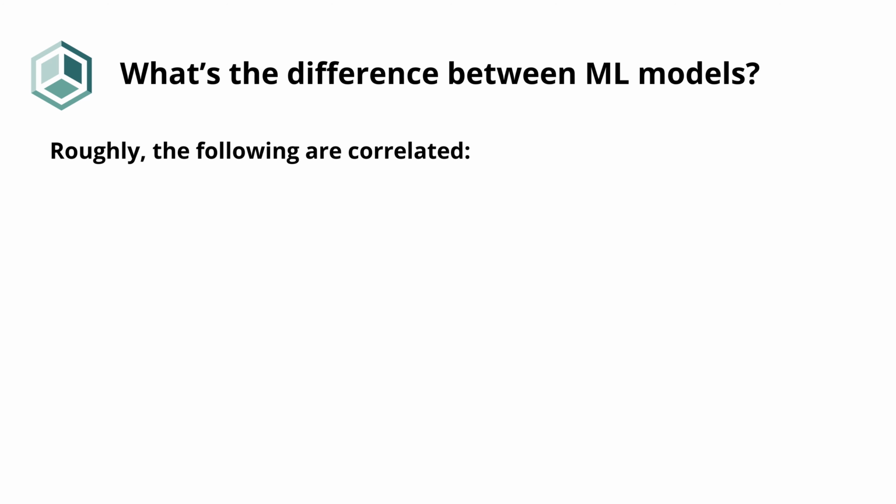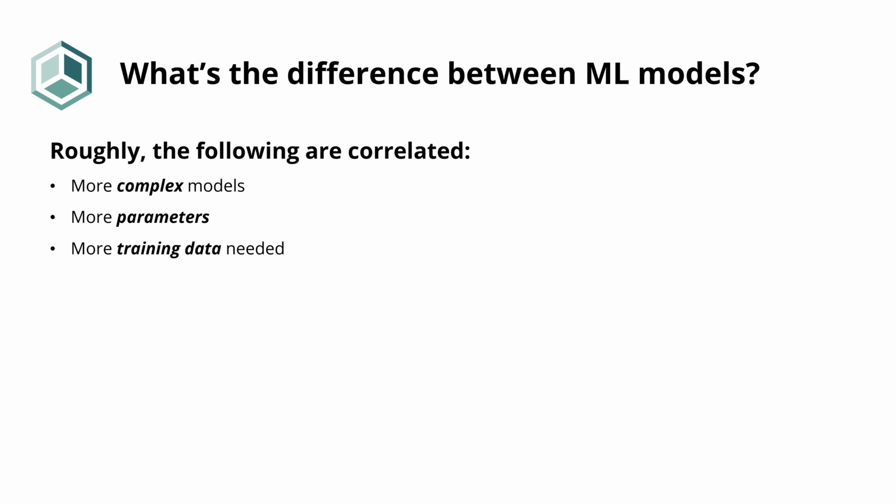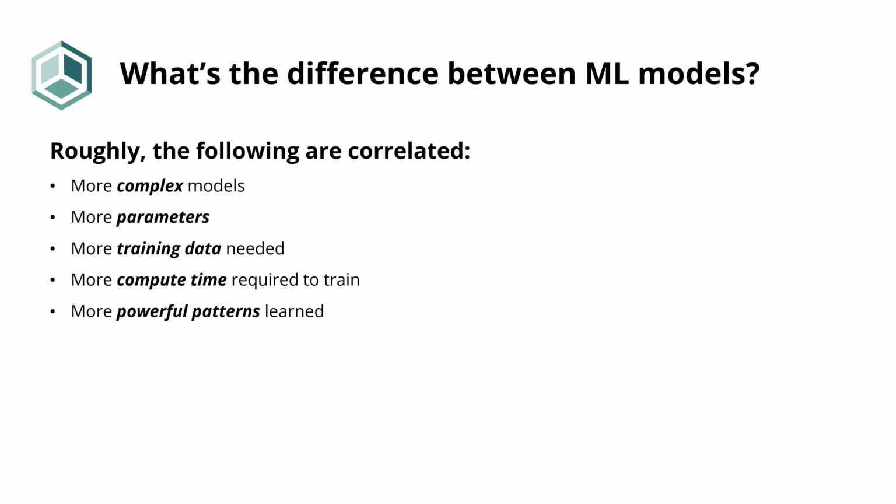If we talk about complex models, we usually express this in terms of the number of parameters. The more parameters a model has, usually it needs more data to train. Hence, if we don't have a lot of data, we might want to go for simpler models. The more parameters and/or data we have, the more compute time we will need to train them. However, at the same time, the more complex models with more parameters we have, typically we will be able to learn more powerful patterns in our data.